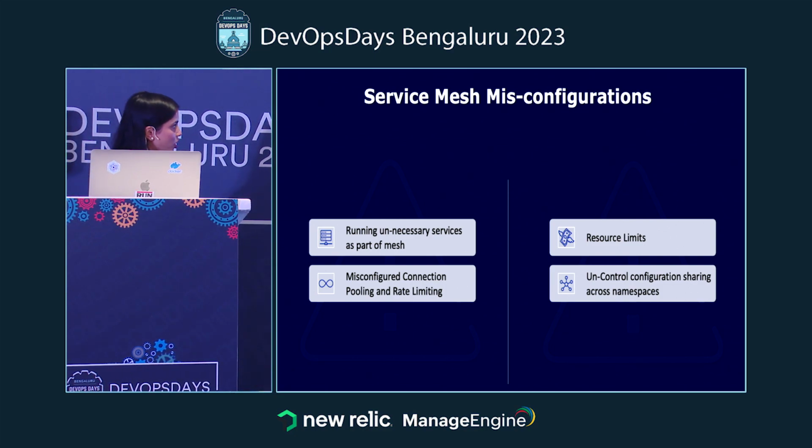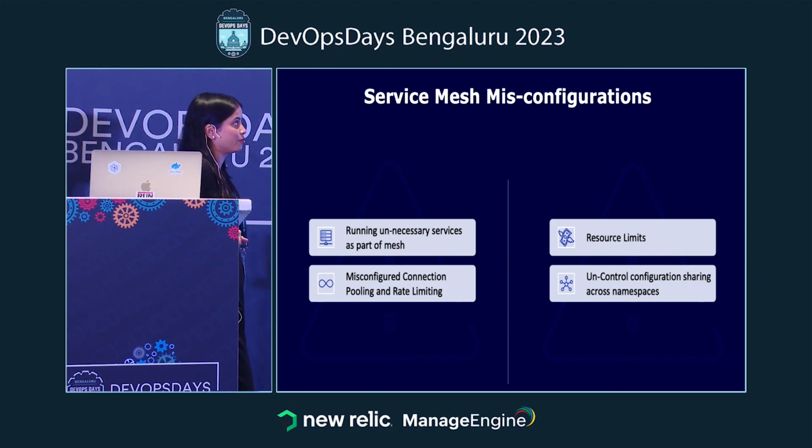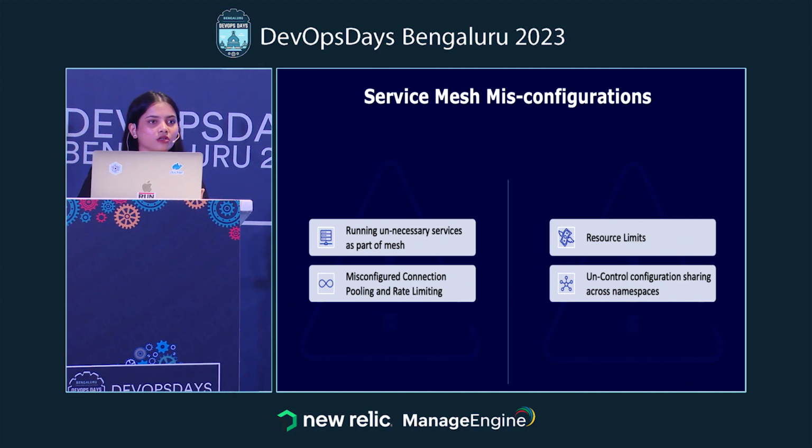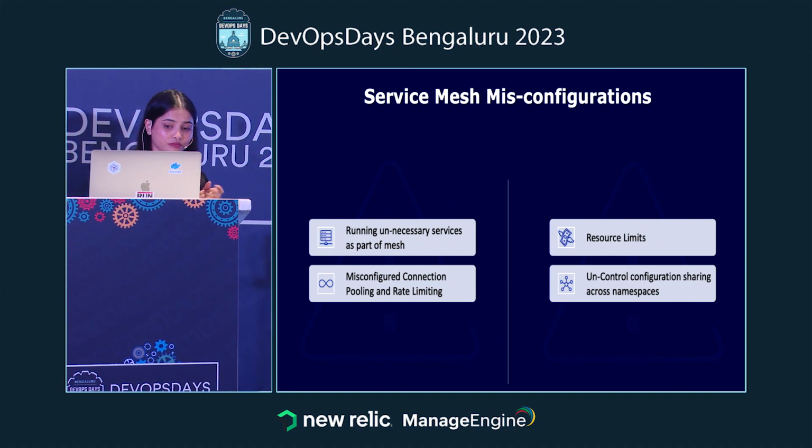So the last bottleneck that I would like to discuss is service mesh misconfiguration, which we often miss because of the little details. Number one, I would like to talk about running unnecessary services as part of the mesh. This is the most common misconfiguration that happens. Generally, we tend to deploy services with the Istio sidecar and make them part of the service mesh. This increases unnecessary burden on the Istio control plane, and it would contribute to latency in the application traffic as well.